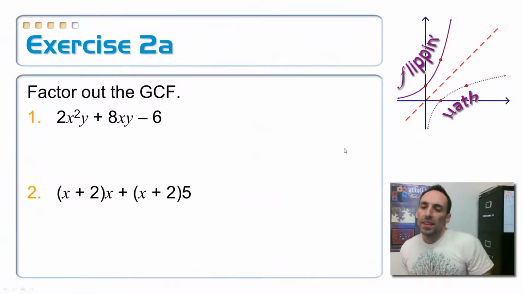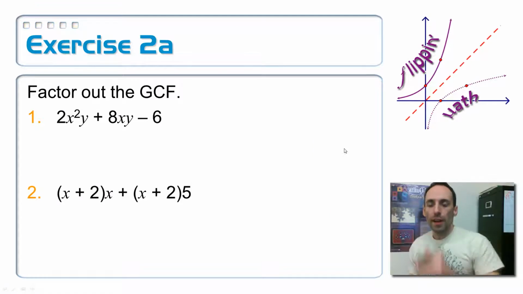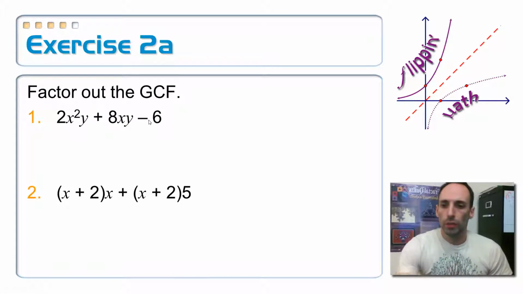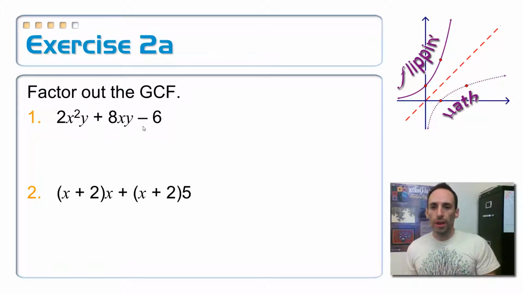Battery problems. So factor out the GCF in each of these problems. So if I look at each one of these terms, I can think of the number part, the numerical part, separately from the variable part. Okay? So let's look at each one of these. I've got a 2, I've got an 8, and I've got a 6. So each one of those is even, so I know that I could at least pull out a 2.